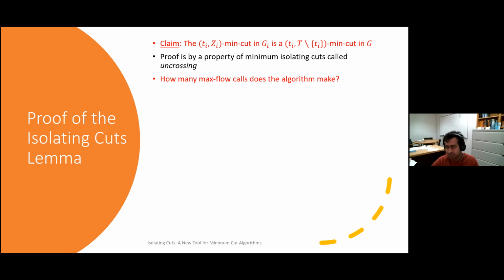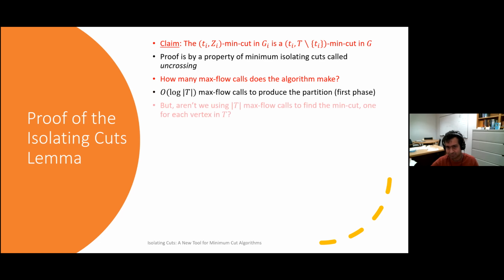So then the question becomes, how many max flow calls am I making in this algorithm? There are two phases to the algorithm. The first phase uses the bit encoding and then uses the positions of the log T different positions to run max flows. So in the first phase, of course, I only have log T max flow calls. This is to produce this partition into the sets of vertices that I called Si. So the first phase takes log T max flow calls.